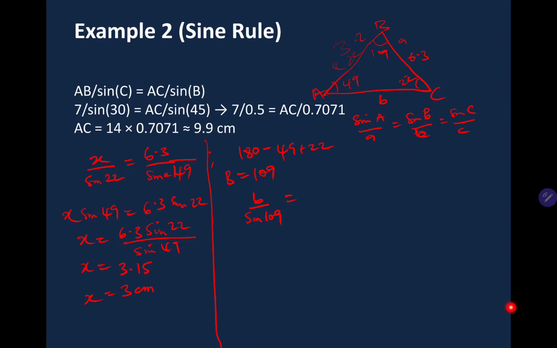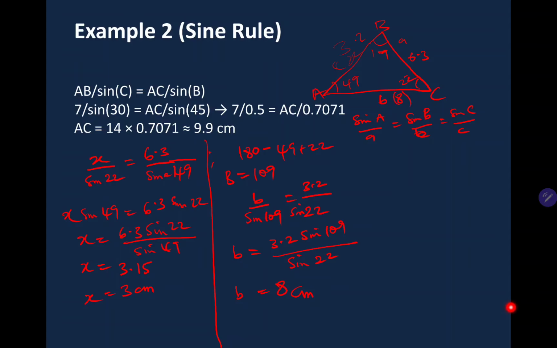We can pick C, which is 3.2 over what? The angle 22, sine 22. Okay, so in the same way, we cross multiply. B now will be equals to 3.2 sine 109 all over sine 22. So if you work this out, we'll be having the value of B to be 8 centimeters. Okay, so B here will be 8 centimeters.